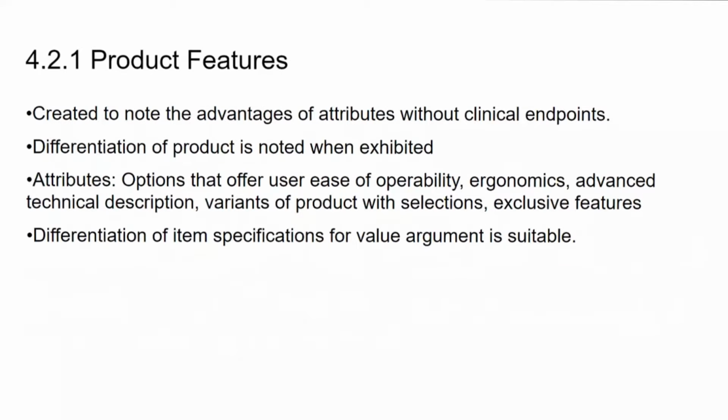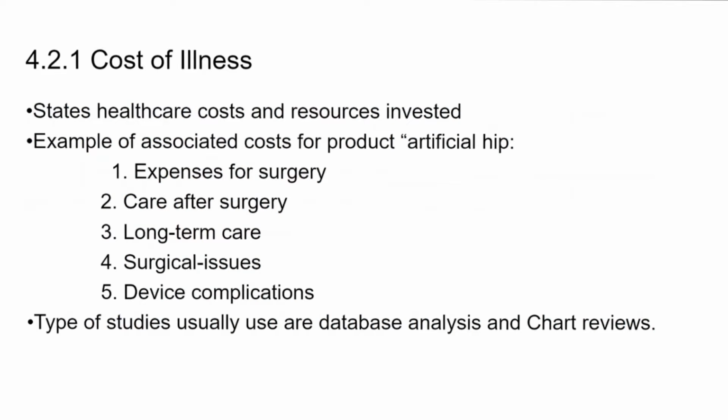Next slide. Product features. It is created to note the advantages of attributes without any clinical endpoints of the medical product. Differentiation of product is noted when exhibiting or demonstrating. Differentiation can be based on attributes or features such as options that offer user ease of operability, ergonomics, advanced technical descriptions, range of products with selections, exclusive features, etc. Thus, differentiation of item specification or attributes is suitable for a value argument of a medical product.